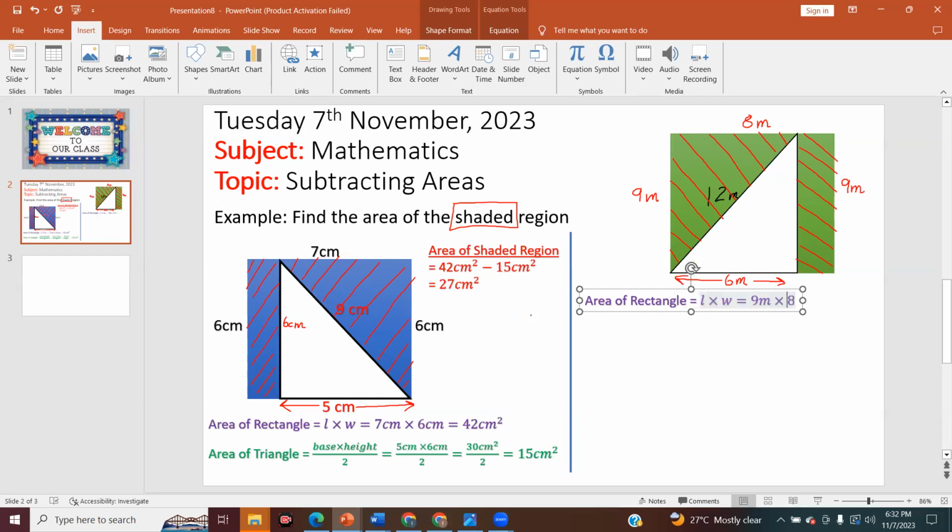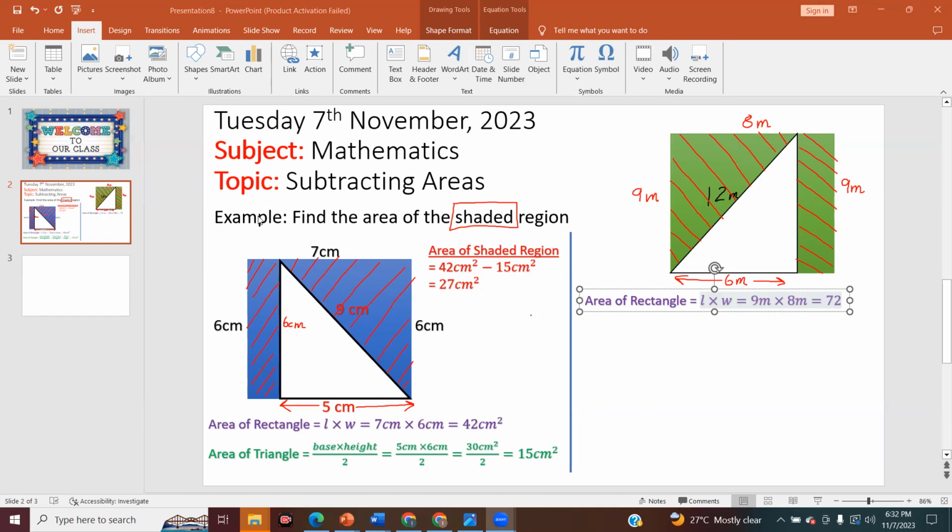Santos, where's Santos? Is Santos here? Yes, sir. What happened? Why am I calling you and you're not answering? Sorry about that. All right, do you understand how we get the area of the rectangle? Yes, sir. Okay, good.